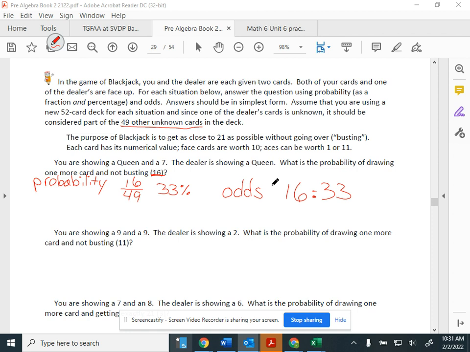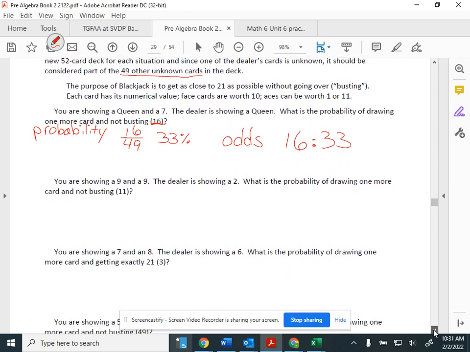You are showing a 9 and a 9. The dealer is showing a 2. What is the probability of drawing one more card and not busting? So a 9 and a 9 is how many points? 18. So you could draw a 1, a 2, or a 3, right? So that's 4 1s. There are 4 2s and 4 3s, but why does he have 11 here?